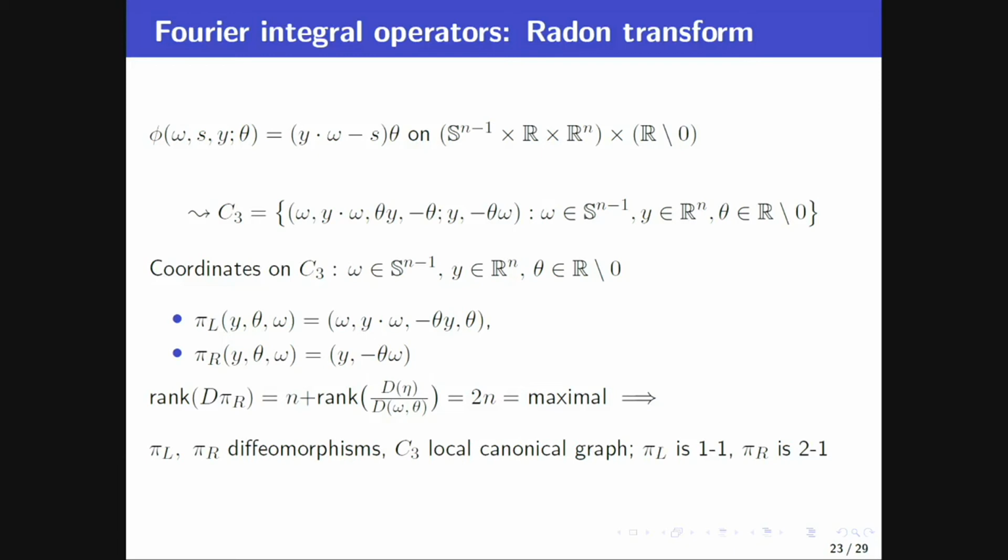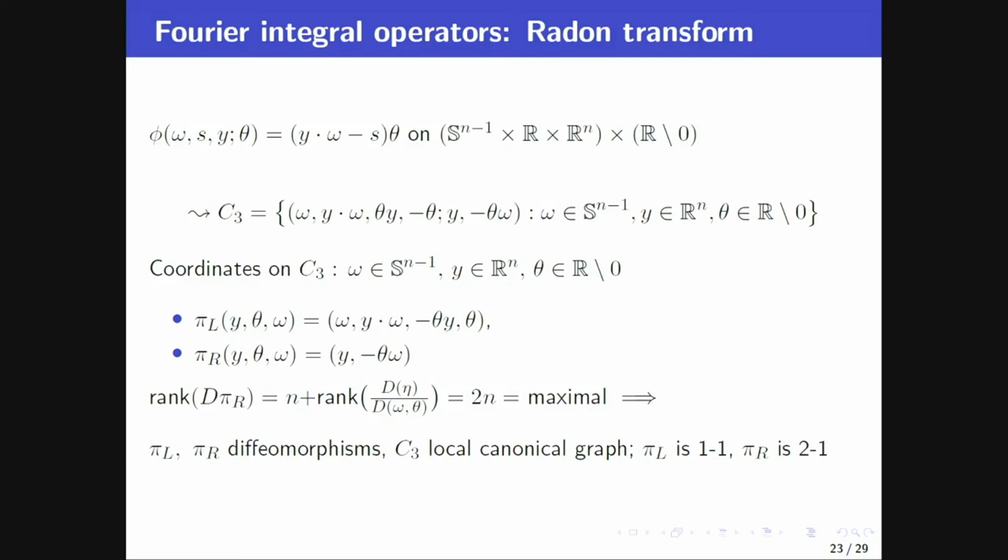Then we look at what's left, eta, with respect to theta and omega. So this is the derivative, the Jacobian, d eta, d omega theta. And this is also non-degenerate. So the rank here is 2n. It's a maximal rank, which means that pi r is a local diffeomorphism. So is pi l, which means that C is a canonical graph, okay?